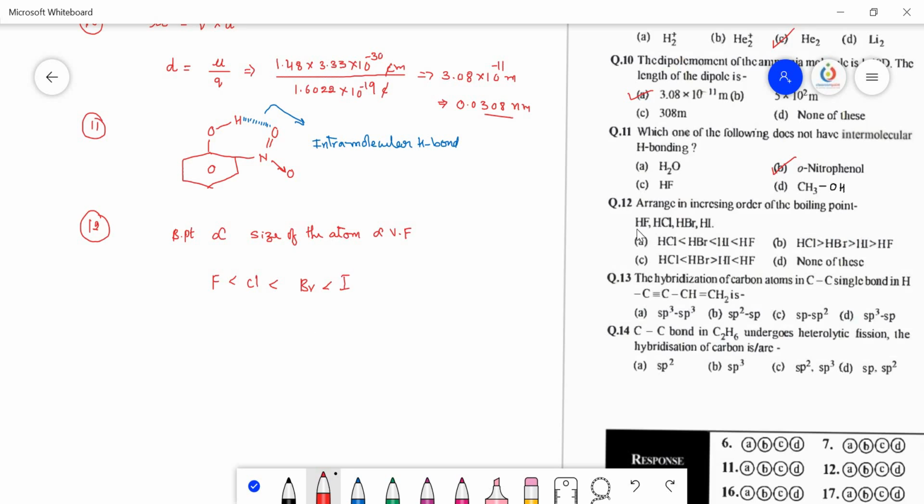But among all these hydrogen halides, HF forms the hydrogen bond. So due to the formation of the hydrogen bond, HF abnormally shows the highest boiling point among all the remaining hydrogen halides. That is the reason why HCl has the least boiling point, then HBr, then hydroiodic acid, and the highest boiling point is with hydrofluoric acid. So this is the order which we need to finalize. So option A is correct.